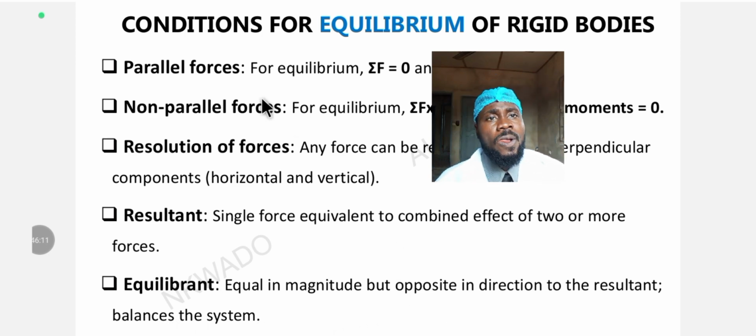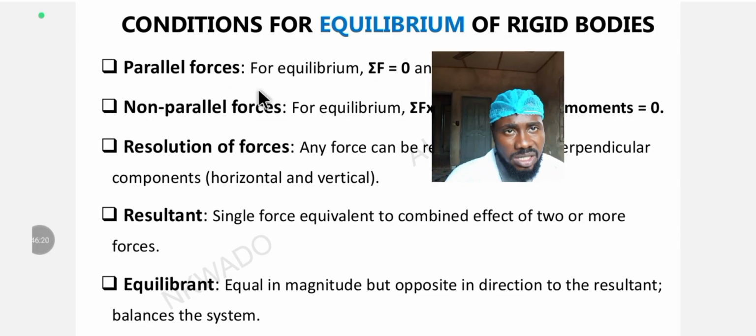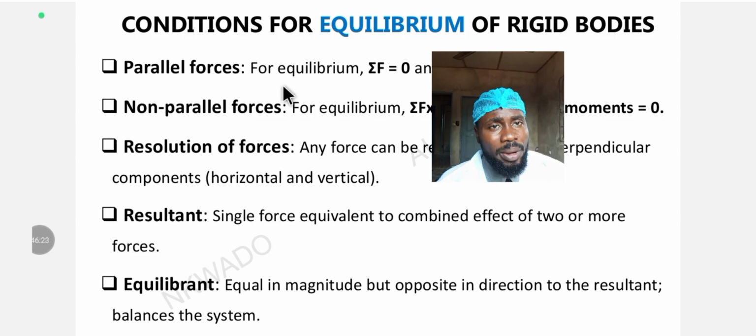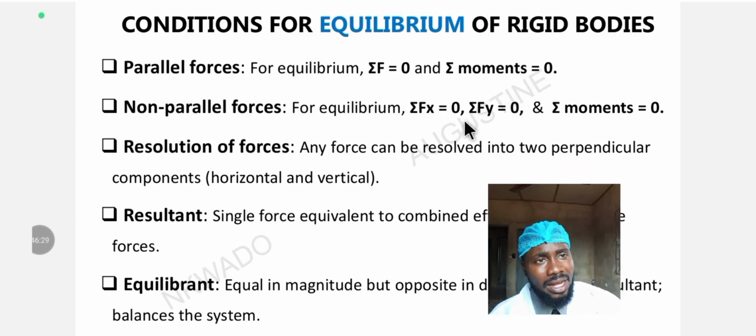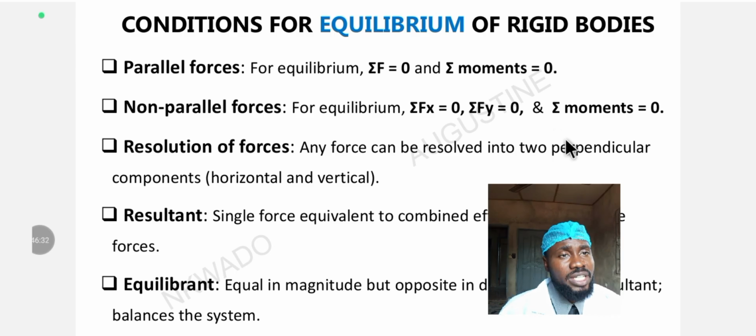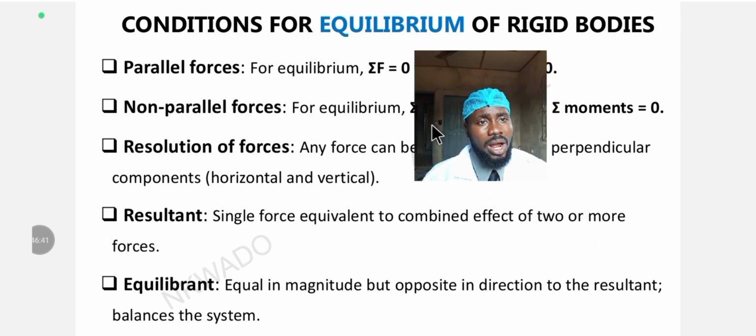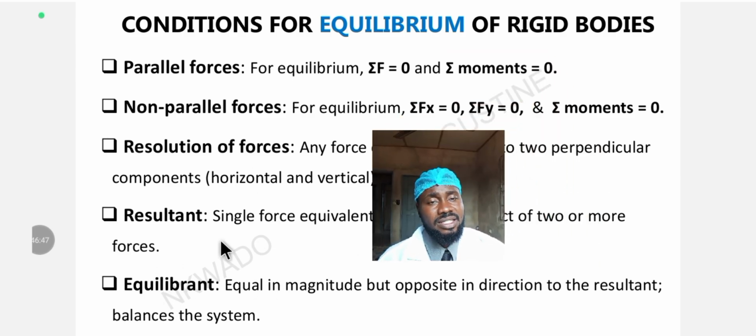Balance the system. So all these are the conditions for a body to be at equilibrium. A rigid body: parallel forces, non-parallel forces. For parallel forces, you have to have force equal to 0 on the Y plane, force equal to 0 on the X plane, moment equal to 0. For all these, resolution of forces, all these are required. Resultants, all these are also required. The equilibrants, all these are also required. It balances the system.